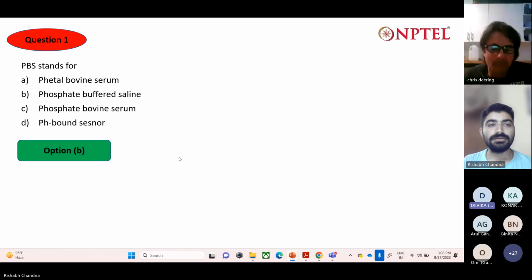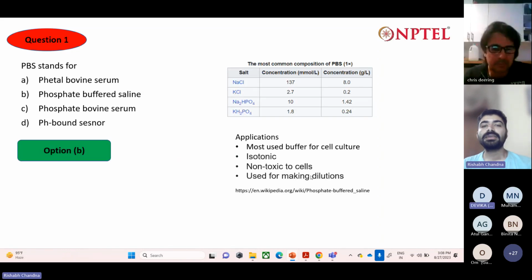This is the main composition of the phosphate buffered saline that we use. It contains NaCl, KCl, disodium hydrogen phosphate and potassium dihydrogen phosphate. This is the basic composition of PBS, and it is the most commonly used buffer in our cell culture system. Anything that we have to resuspend or make dilutions of cells, we make in PBS only.